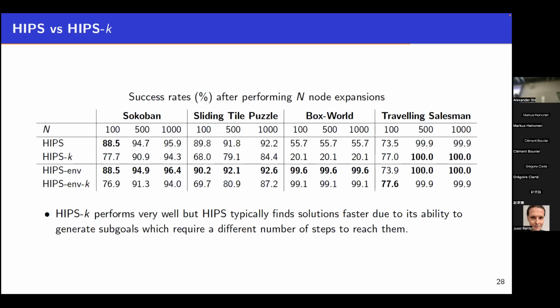In this table, we compare our method with HIPS-K, which is a version of our method where we don't have the segmenter agent. We just split the trajectory into intervals of fixed length K. And here we tuned K carefully, so it wasn't just some K: for each environment we tried several values and used the one K that works best. And you can see that our way of segmenting the trajectory works slightly better, because we can solve the puzzles much faster using fewer node expansions.